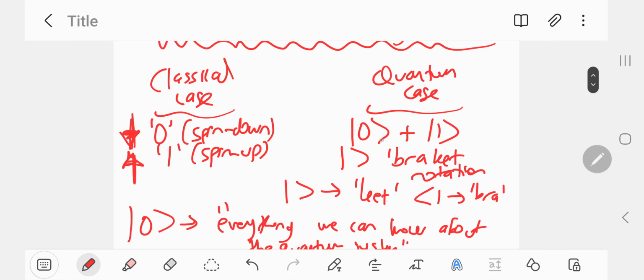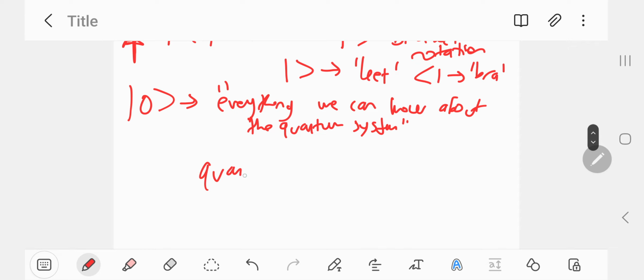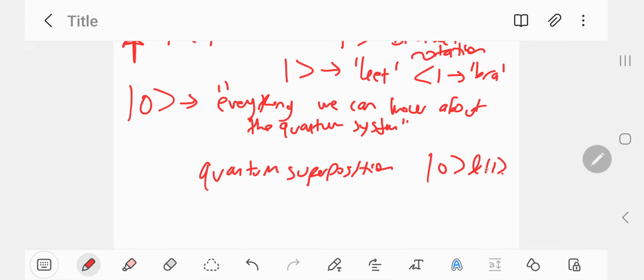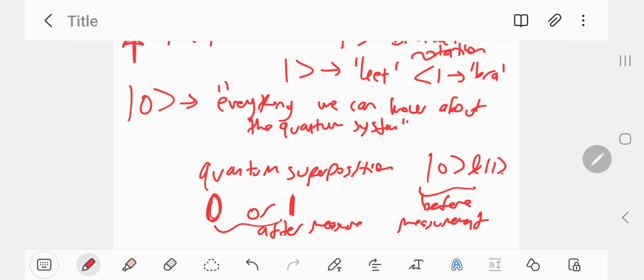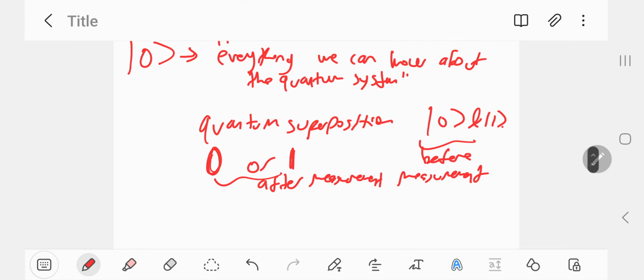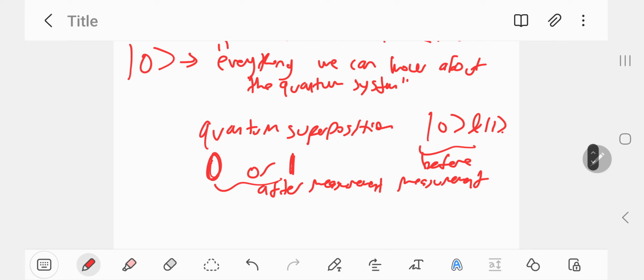So this here, 0 plus 1, using Dirac notation, bracket notation, is telling us that the electron exists in a quantum superposition of the states 0 and 1. It's in both states at the same time until you actually measure the spin state of the electron. And then the electron is found to be either in state 0 or 1. So this is before measurement. This is after measurement. You get numbers. When you measure something, you get a number, not a state. Right? And in the next video, I'll explain a bit further how we get probabilities using bracket notation.